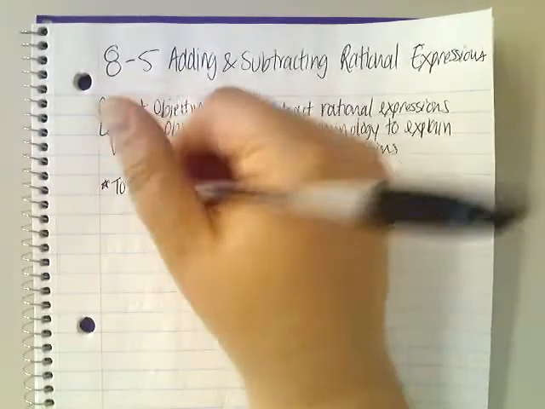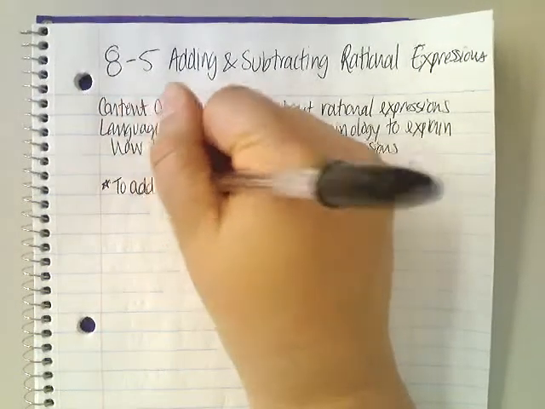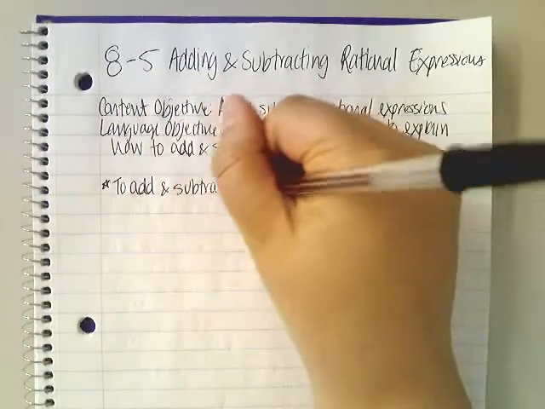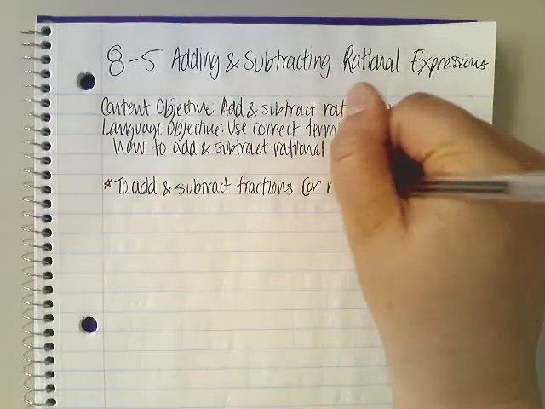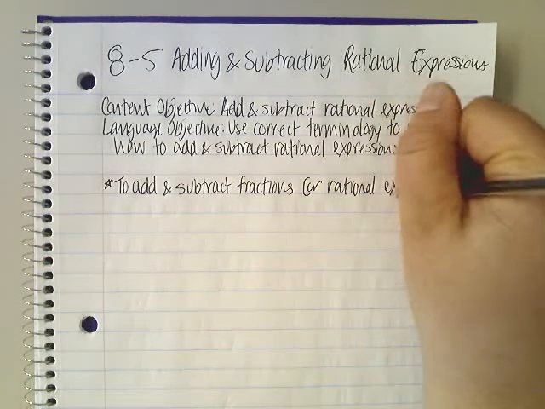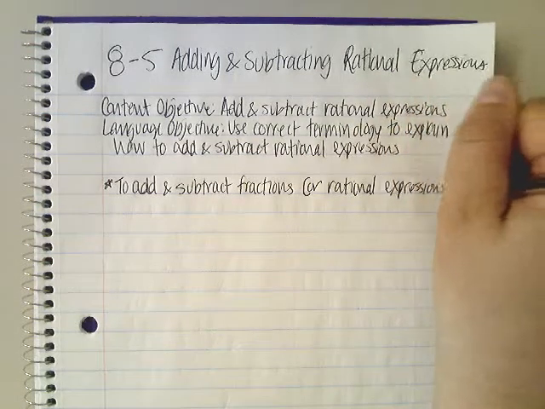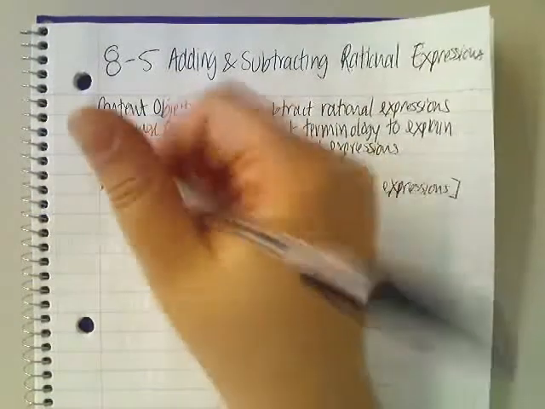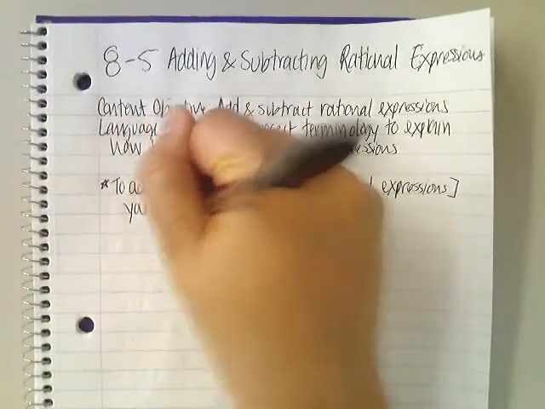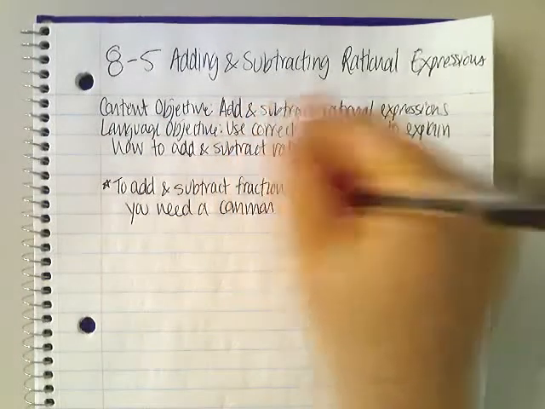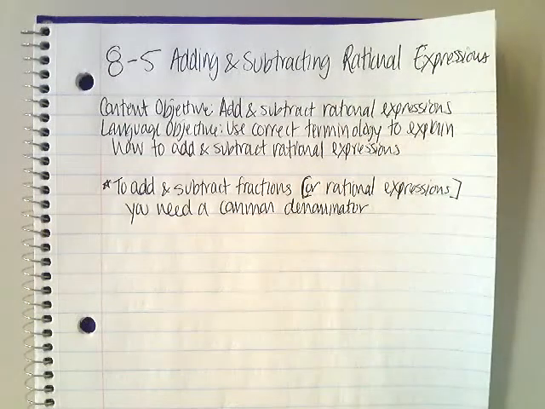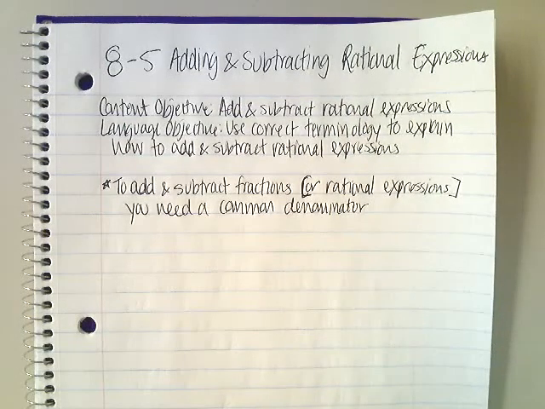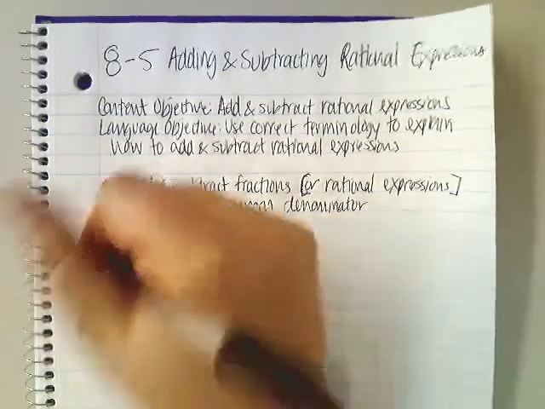So first thing I want to note, to add and subtract fractions, or generally rational expressions, you need a common denominator. Just a reminder, you do not need a common denominator to multiply or divide, but you definitely do to add and subtract. Adding and subtracting, you need a common denominator. Multiplying and dividing, you do not. So let's do a quick review.